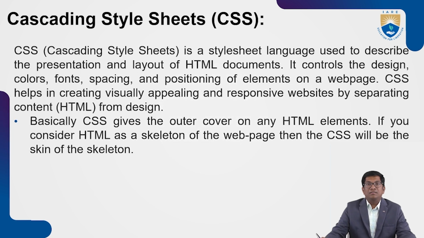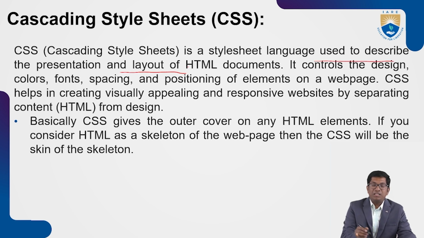Cascading style sheets, in short, we call it CSS. CSS is a style sheet language used to describe the presentation and layout of HTML documents. To change the appearance of your web page, you have to use cascading style sheets. It controls the design, colors, fonts, spacing, and position of elements on a web page.